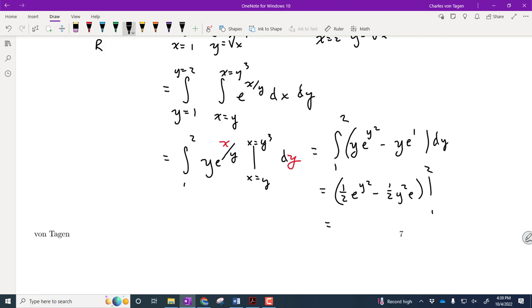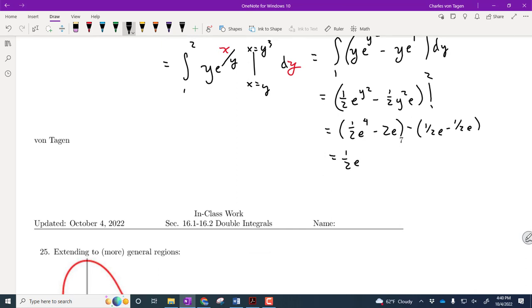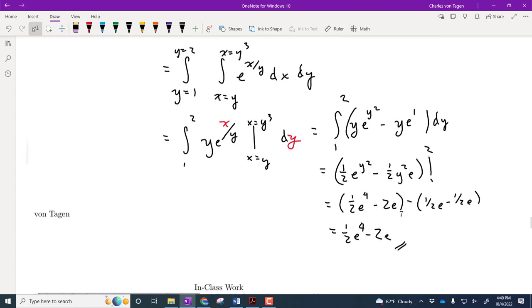I'm just going to go ahead and go to the answer here because we're running out of time. So if you evaluate this, you end up with 1/2 e to the 4th minus 2e minus a term 1/2 e minus 1/2 e. It goes to 0. Get that one out of the way. And so we just end up with an answer of 1/2 e to the 4th minus 2e. I guess all I did was write out what you would have gotten. Thought I'd save some time.